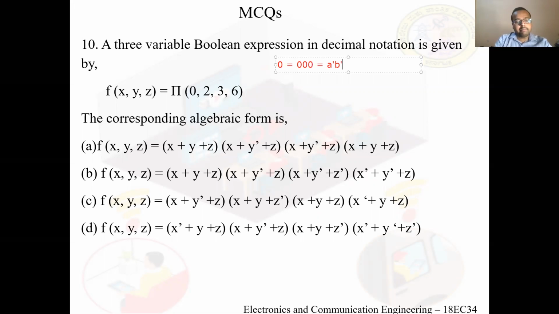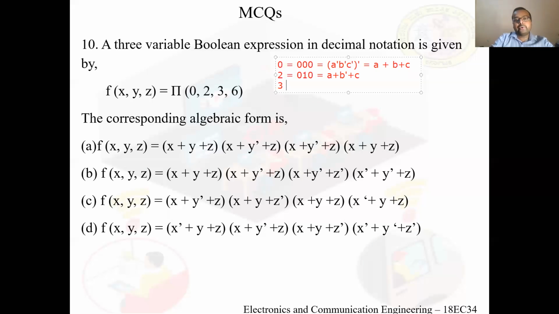A bar, B bar, C bar. Now take the complement of this one. So what you get is A or B or C. Everyone got this one? So next, what do we have? 2. How do you represent 2? 0, 1, 0. Since it is a max term, we write it as A or B bar or C.